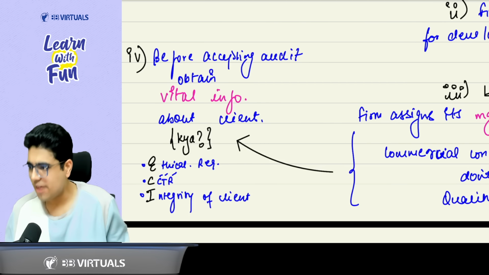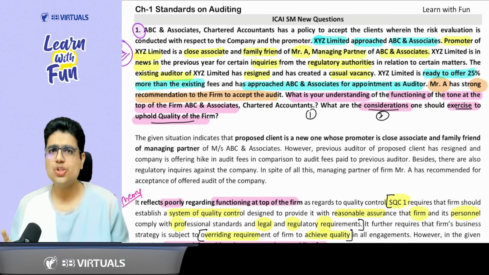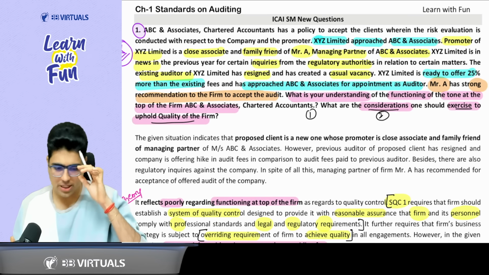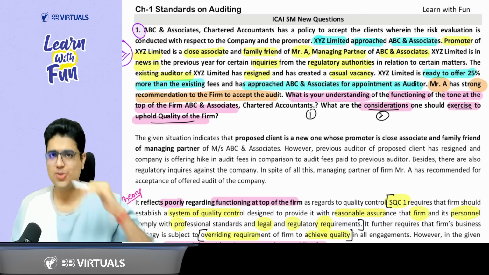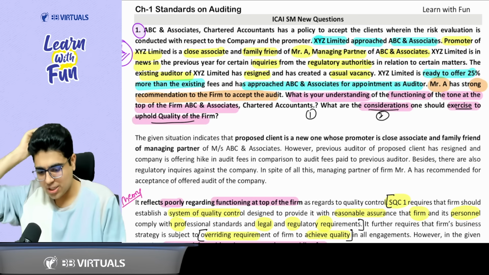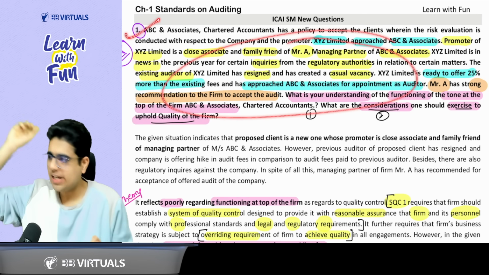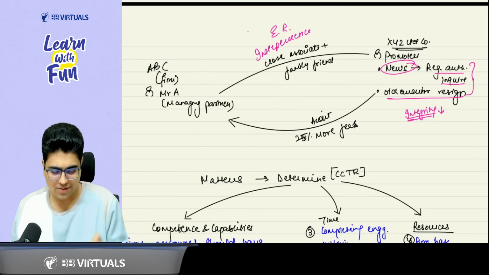Yes, sir. Now everyone come to the question bank. In the question bank of SQC-1, there is a part called ICI study material new question. These are classic questions that ICI can ask you in the exam. Let's cover question number 1. You don't need to read the whole question. I have already made the summary for you in my notes. So everyone just go through them.